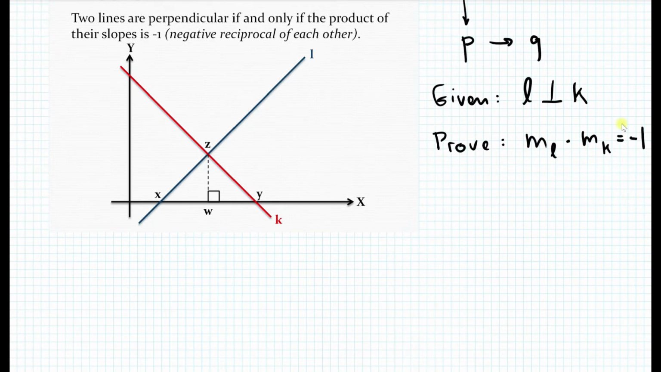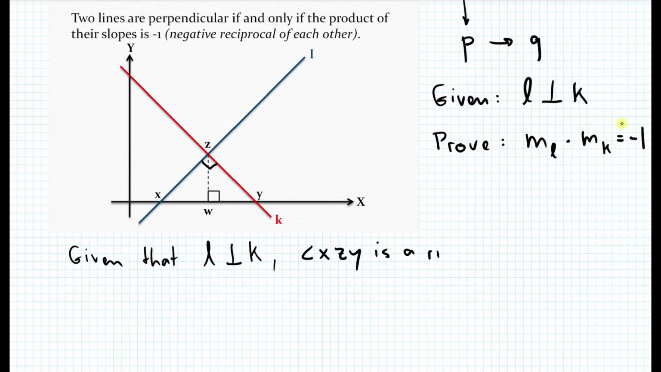Let's look at the first given. So here we have the following. Let me write this down. Given that line L is perpendicular to line K, what can you say here? Well, we can say that this angle is a right angle, okay? Given that L is perpendicular to K, we're going to call it angle XZY is a right angle, okay? Now, why is it a right angle? Because of the definition of perpendicular lines, okay?